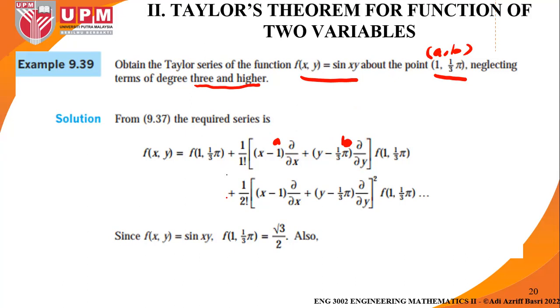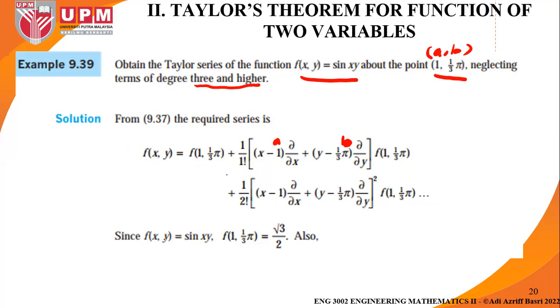Times the main function of 1 and pi over 3. The second degree order is 1 over 2 factorial, (x minus a, which is 1, partial over partial x, plus y minus pi over 3, partial over partial y) to the power of 2, times the main function, and the rest. In this question you only need to go until degree 2. So this is your Taylor series.